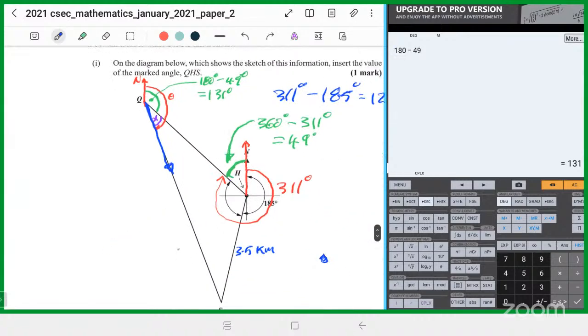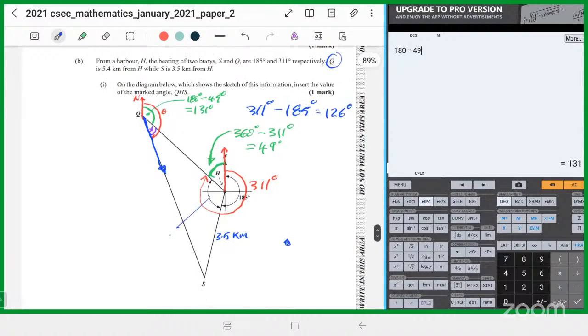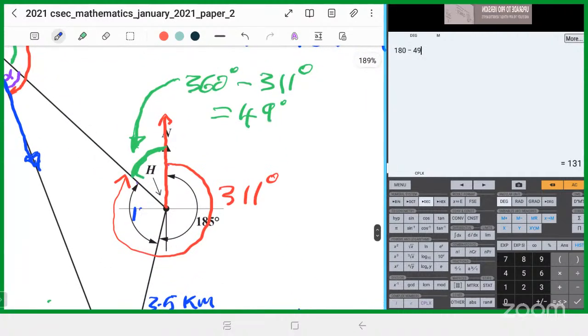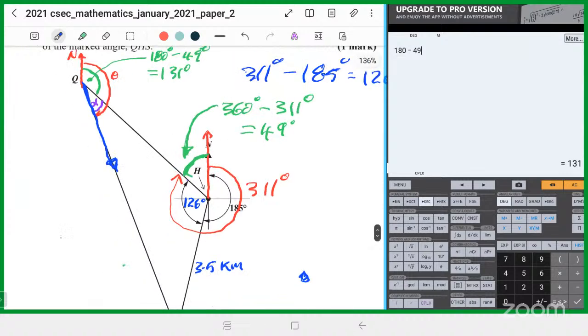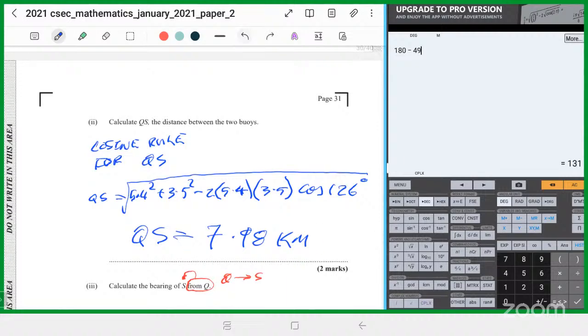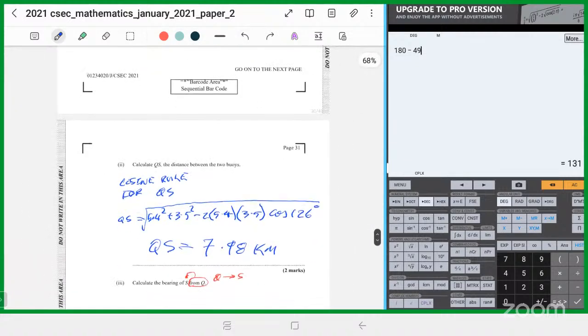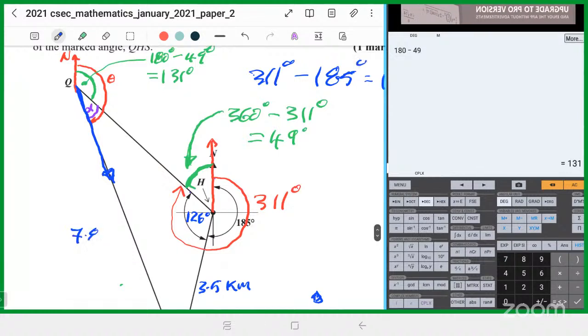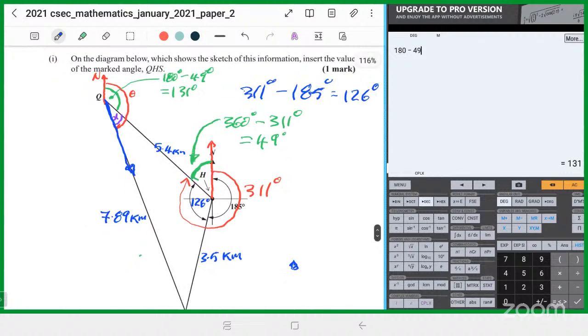This angle here was 126. The side across from it, which is what forms the sine rule, was QS, 7.89 kilometers. And this side was 3.5 kilometers. To find this angle alpha, we're going to use the side across from it and the 126 with its opposite side, 7.89, to get alpha.